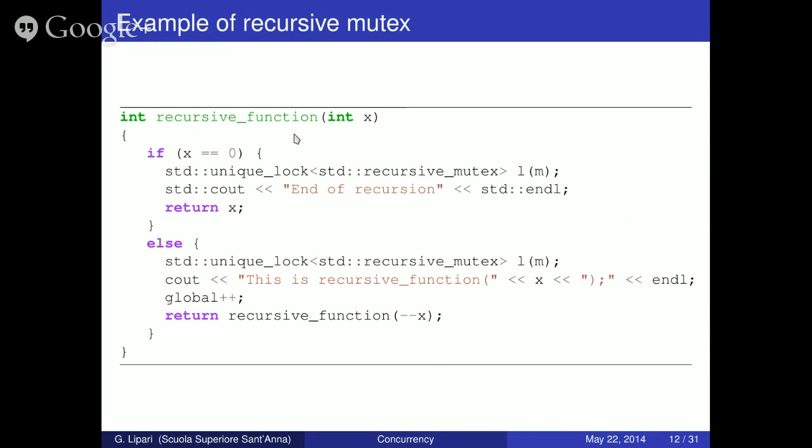So basically, if you call recursive function, the first time it is going to lock this mutex, then increment some global variable, and then call this recursive function by passing x decremented by 1. So the next time recursive function is executed, it will try to lock again this recursive mutex, but since this thread already locked it, then nothing happens and it continues to execute. So I have the example here.